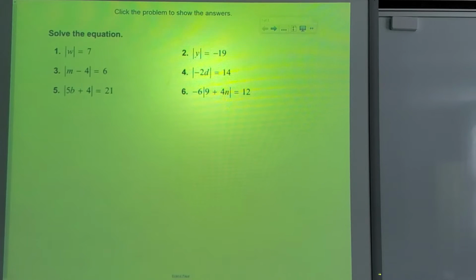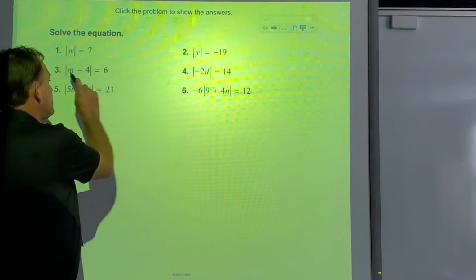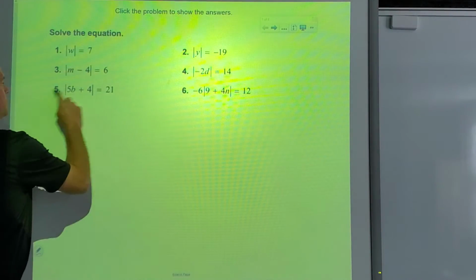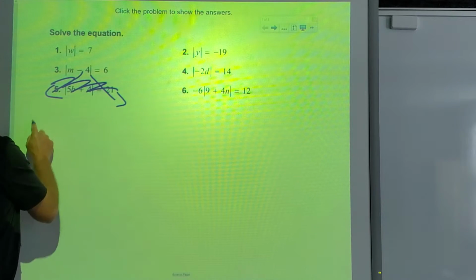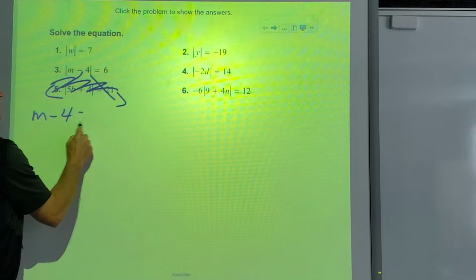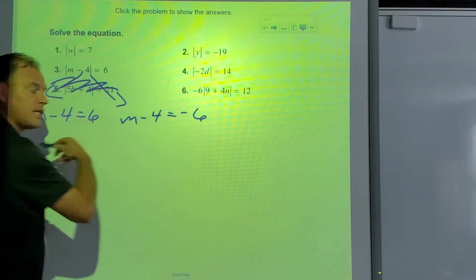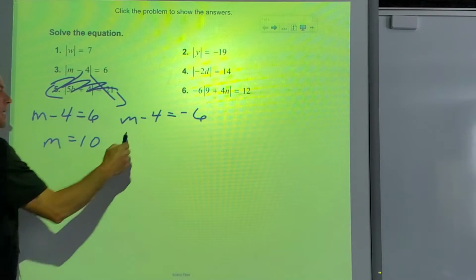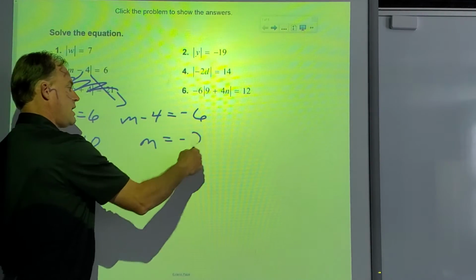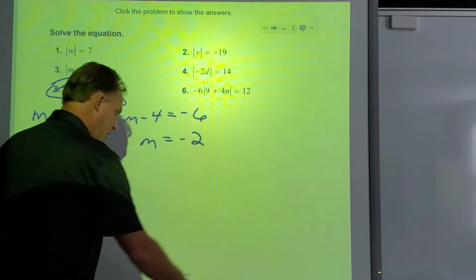All right, so here we go. Hopefully you remember these from chapter 1, absolute value equations. We would write two equations, m minus 4 equals 6, m minus 4 equals negative 6, and solve the two. Add 4, m equals 10, add 4, m equals negative 2, and then we had two solutions. Again, that was from chapter 1.